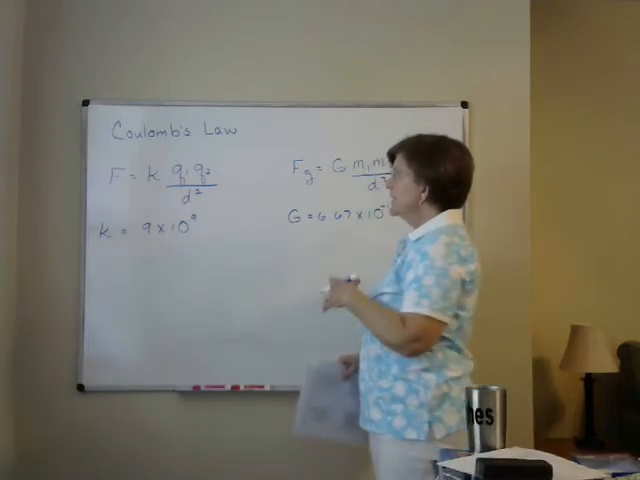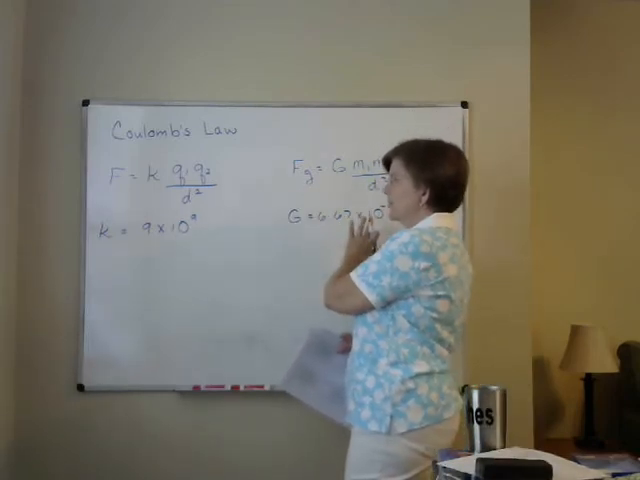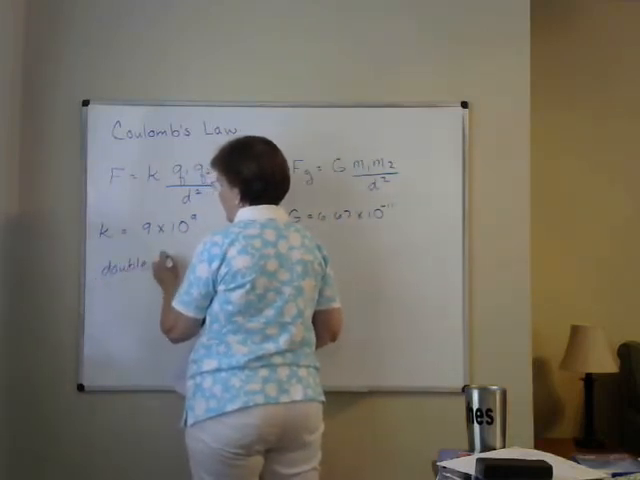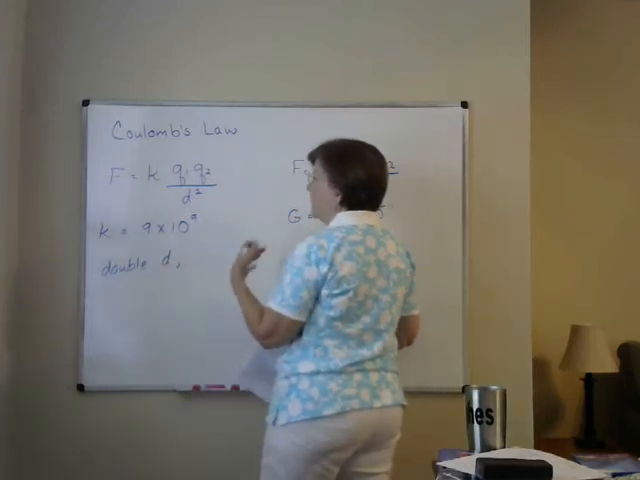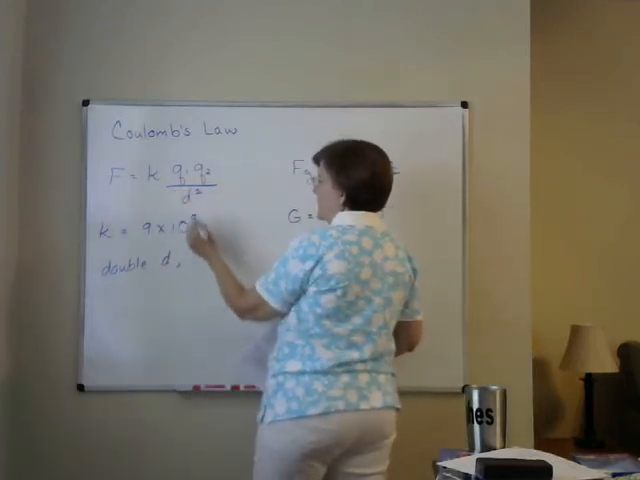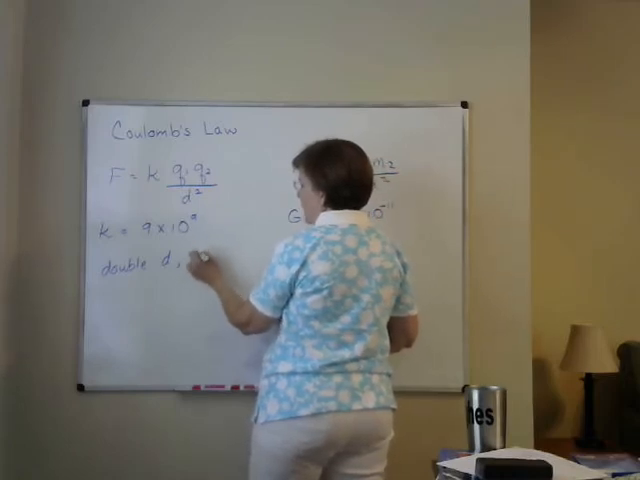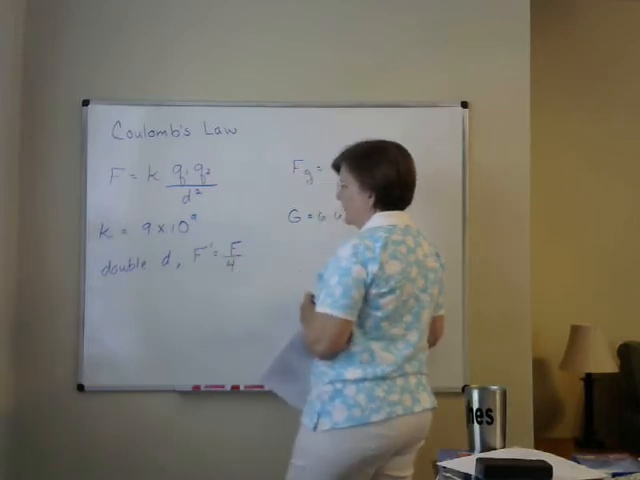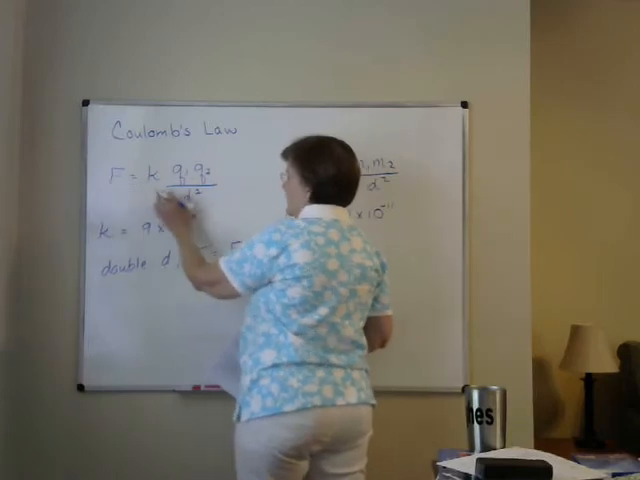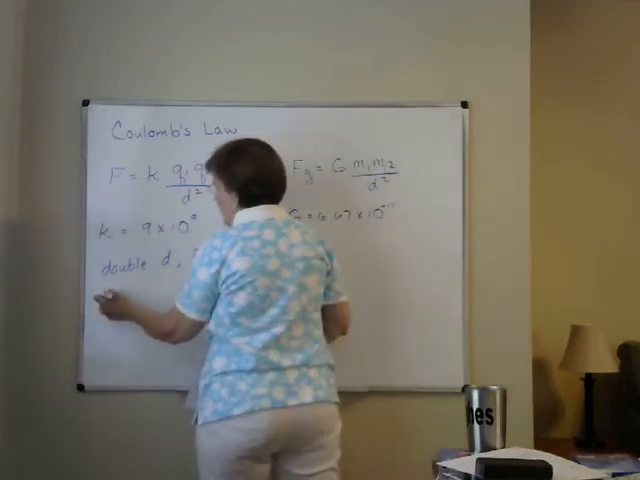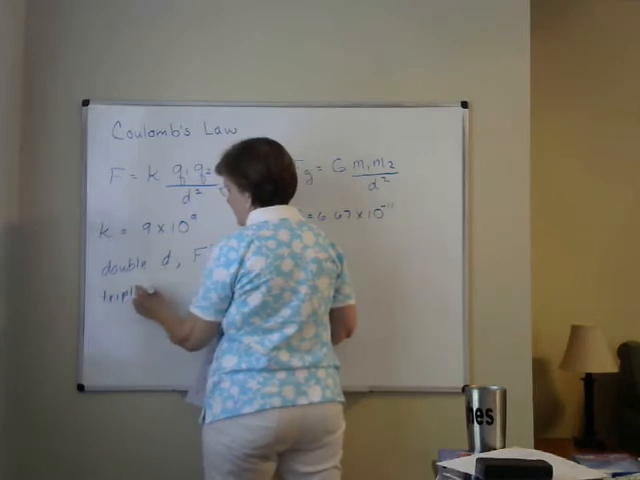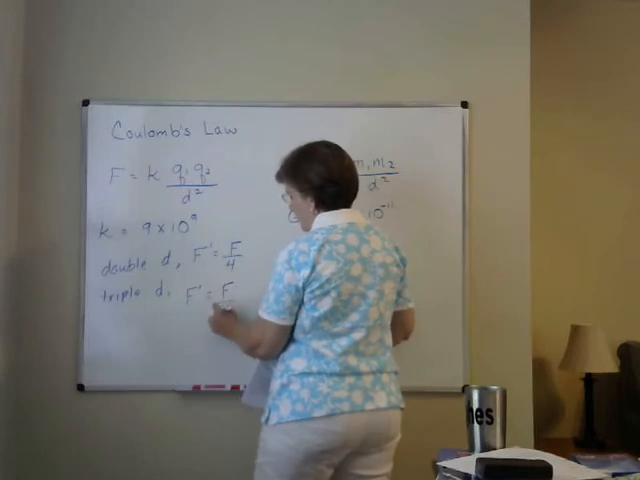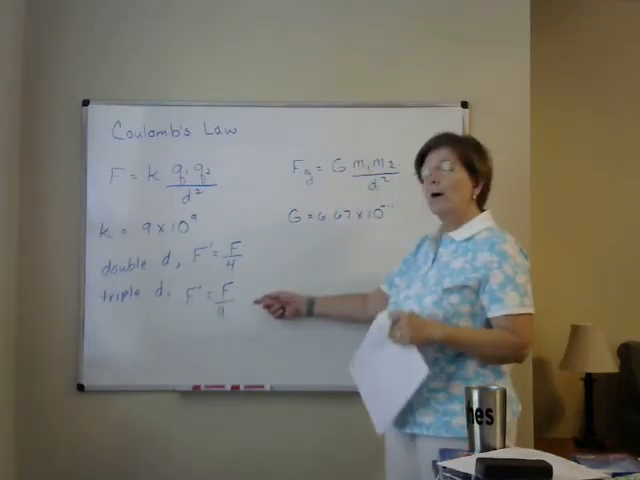The same thing happens with electrostatic forces that happened with gravity. If we double the distance, we end up with 1/4 of the force because this turns into 4d squared. So our new force, I'll call it F prime, is only going to be equal to the old force divided by 4. If I come along and I triple that distance, the new force is going to be that original force divided by 9. I'll end up with 1/9.